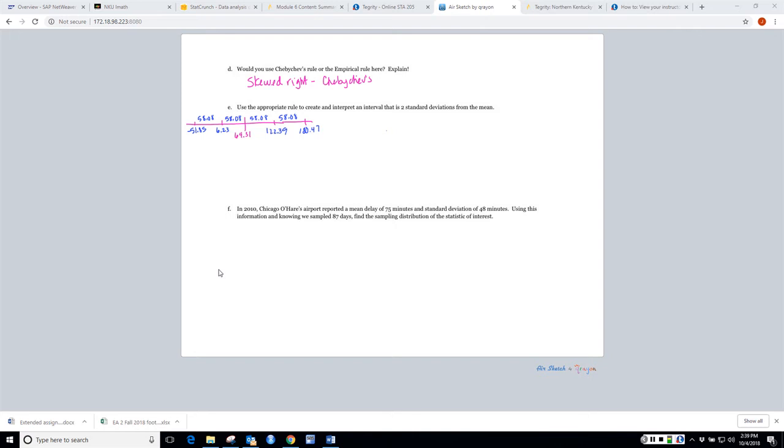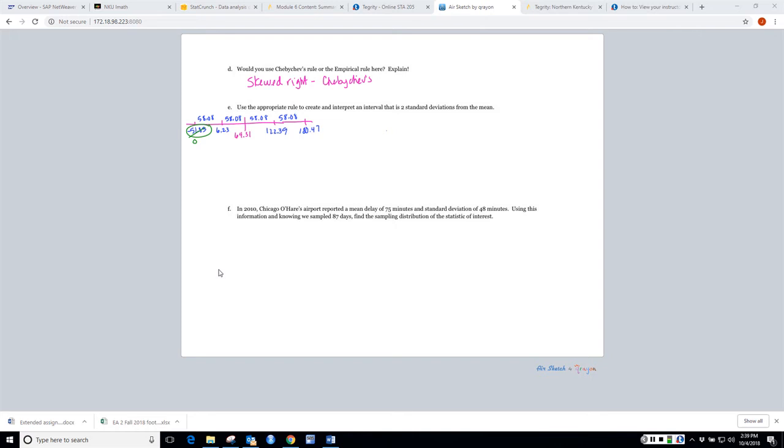So let's first talk then about this number I got here on the bottom. So we're looking at the length of a delay. You can't have a delayed flight that has a negative number of minutes of a delay because that would actually mean that the flight took off early. So the smallest number this could technically be would be 0.